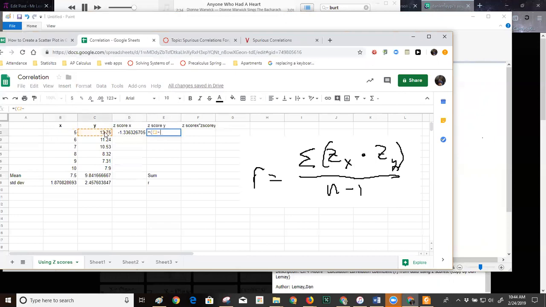There we go. And I'll do the same thing for the y's for that point. The number minus the mean for the y's, 9.842, I'll go with, divided by the standard deviation for the y's, 2.458. And then we're going to find the product of those two z-scores, because the formula says find the product. So this times this. And now I'm going to fill all those cells down.